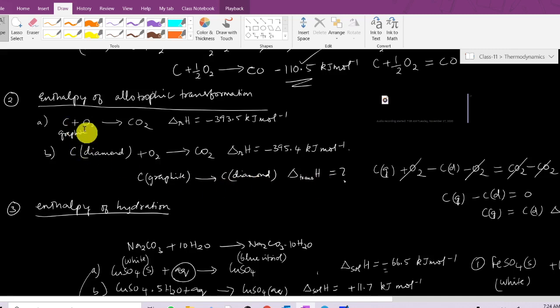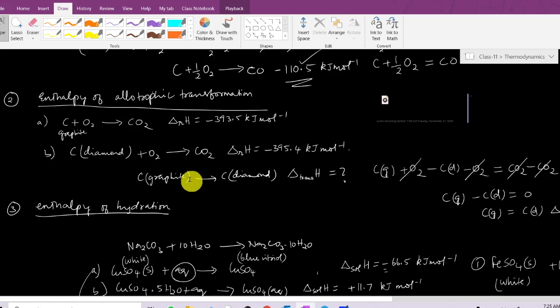So for that, we can study this reaction: C plus O2 gives CO2. We can calculate this enthalpy using a bomb calorimeter. Using diamond, when you burn diamond you get CO2. You can calculate this using a bomb calorimeter. So we will get these two values. From these two values, how do you calculate this value? Hess's law will help you to calculate this.